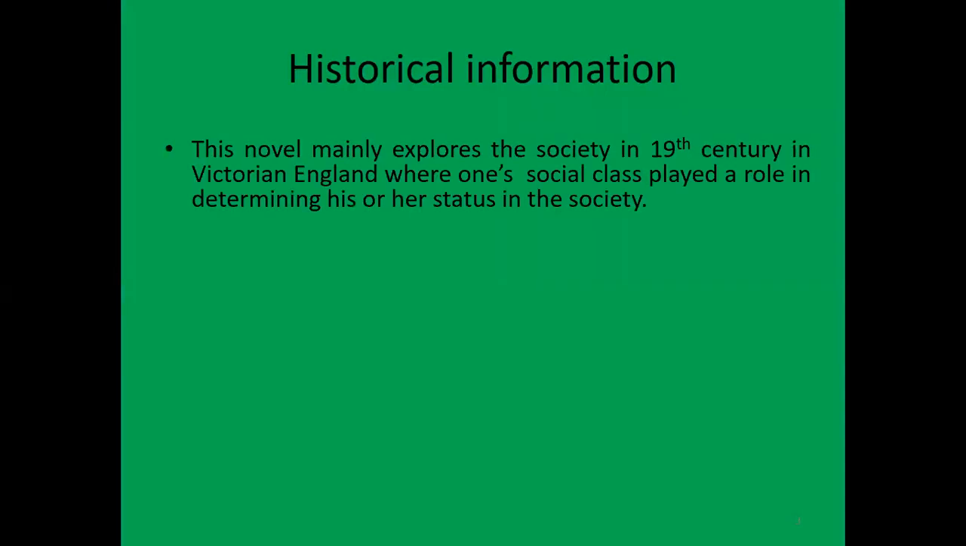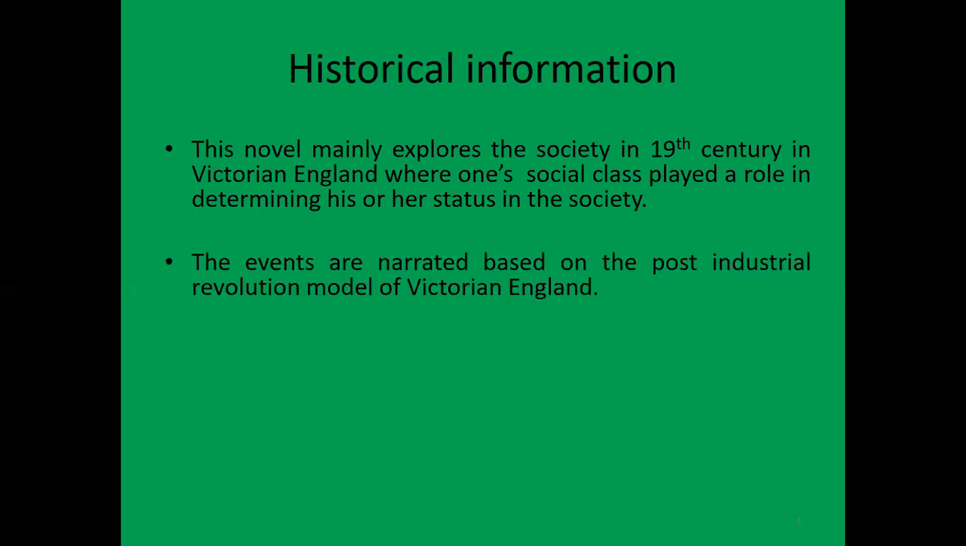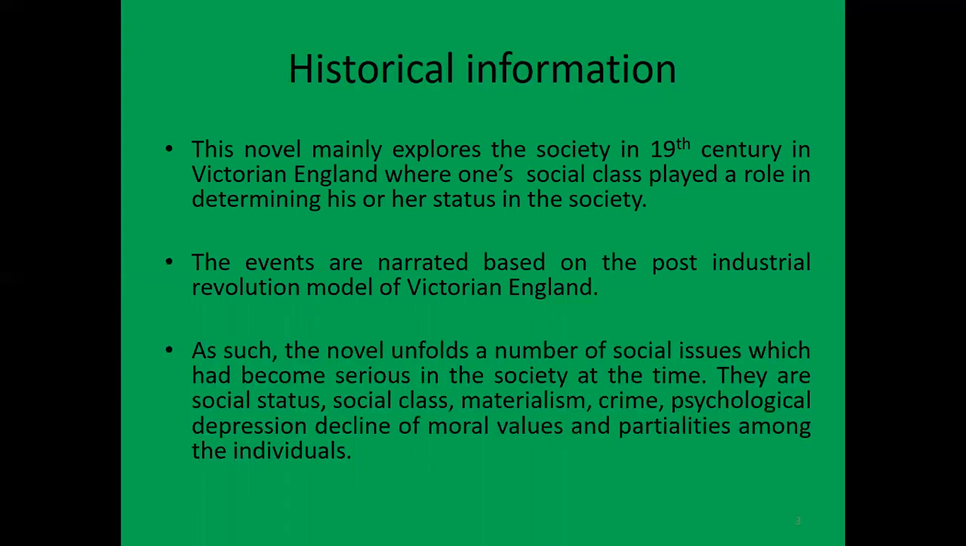Historical information. This novel mainly explores the society in 19th century Victorian England, where one's social class played a role in determining his or her status in the society. The events are narrated based on the post-industrial revolution model of Victorian England. As such, the novel unfolds a number of social issues which had become serious in the society at the time. They are social status, social class, materialism, crime, psychological depression, decline of moral values, and partialities among the individuals.